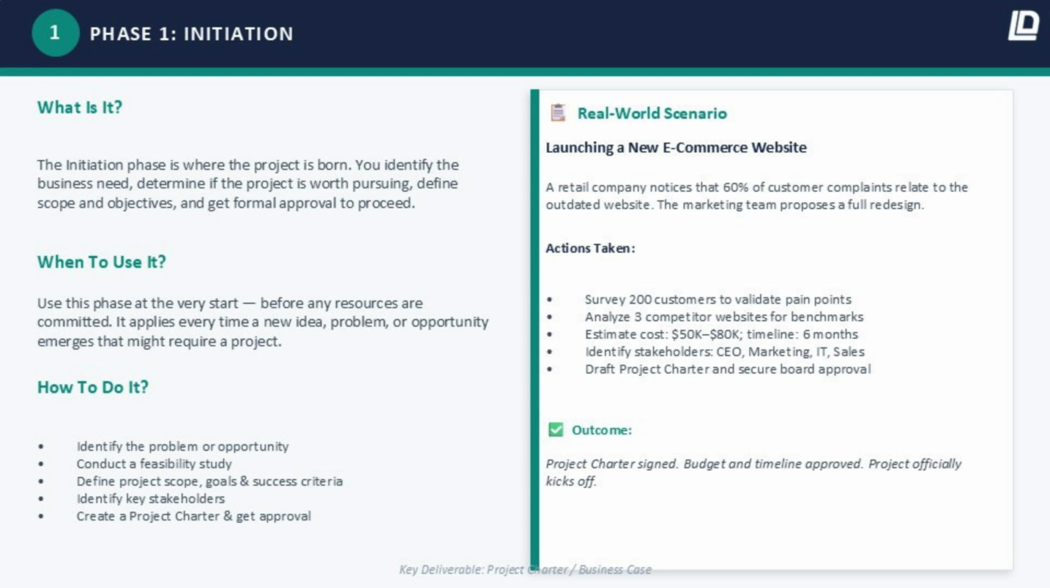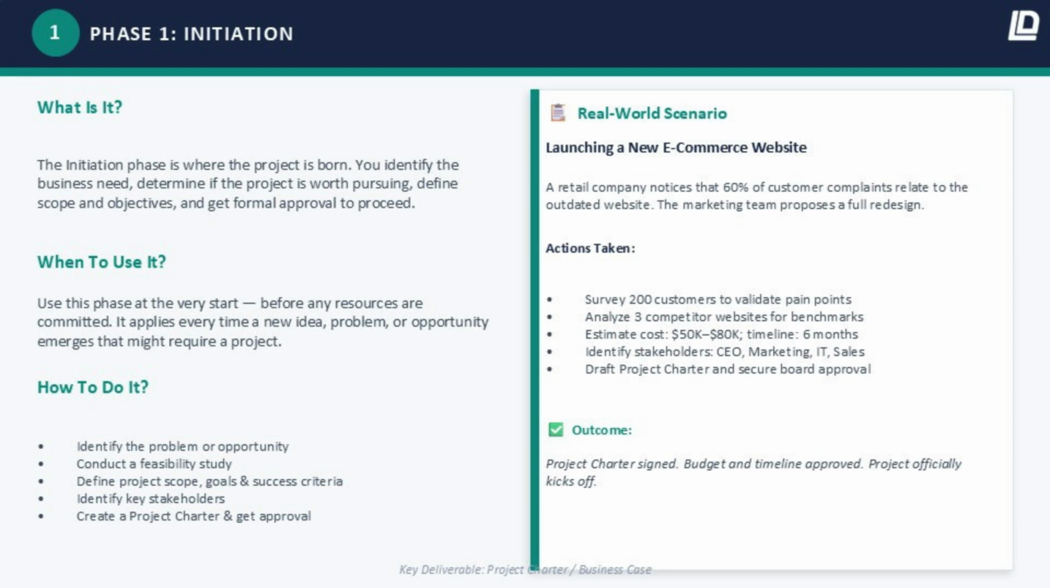But before anyone touches a wireframe or calls a developer, the project manager kicks off initiation. They survey 200 customers to confirm the pain points are real, not just a perception issue. They analyze 3 competitor websites to understand what good looks like in the market. They put together a cost estimate, $50,000 to $80,000, a 6-month timeline. They map out the stakeholders, the CEO, marketing, and sales all have a seat at the table. And finally, they draft a project charter outlining the goals, scope, and approval criteria.